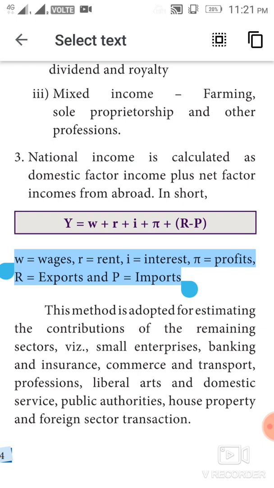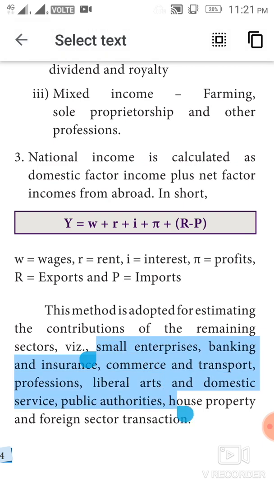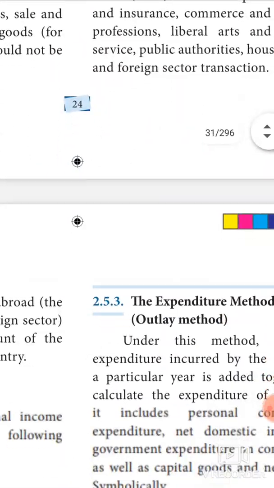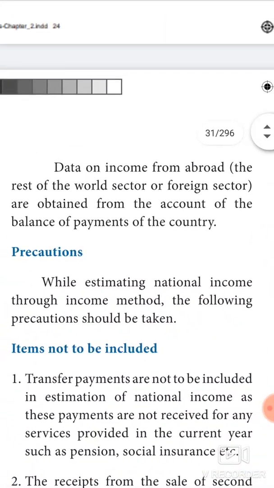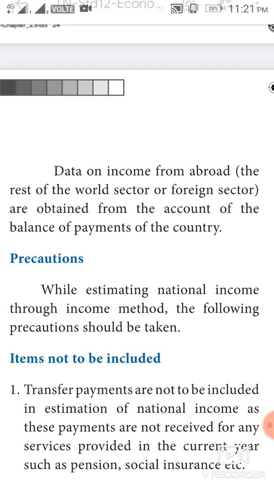This method is adapted for estimating the contribution of the remaining sectors, viz. small enterprises, banking and insurance, commerce and transport, professions, liberal arts and domestic service, public authorities, house property and foreign sector transactions. Data on income from abroad, the rest of the world sector or foreign sector, are obtained from the account of the balance of payments of the country.